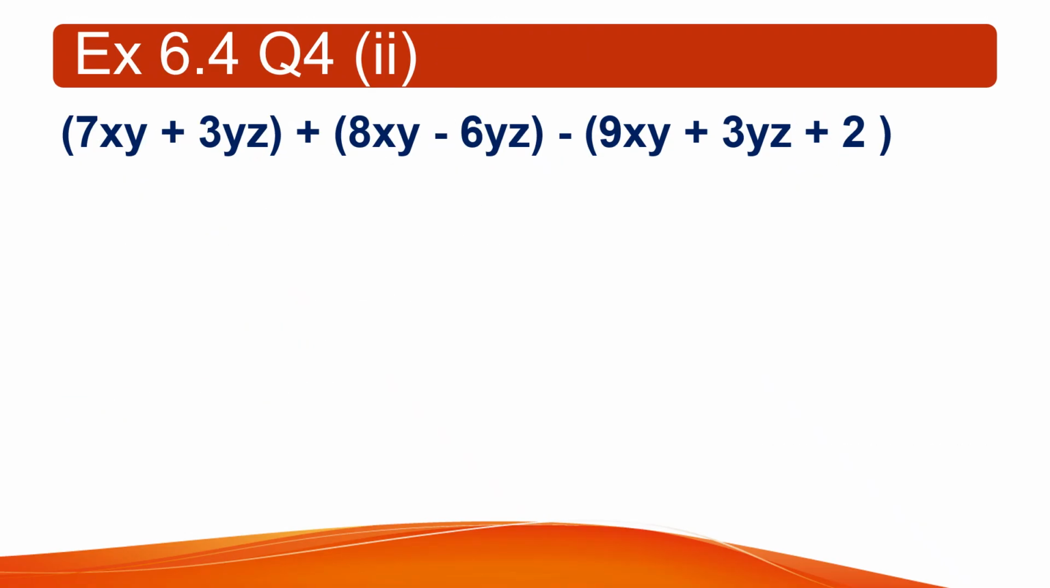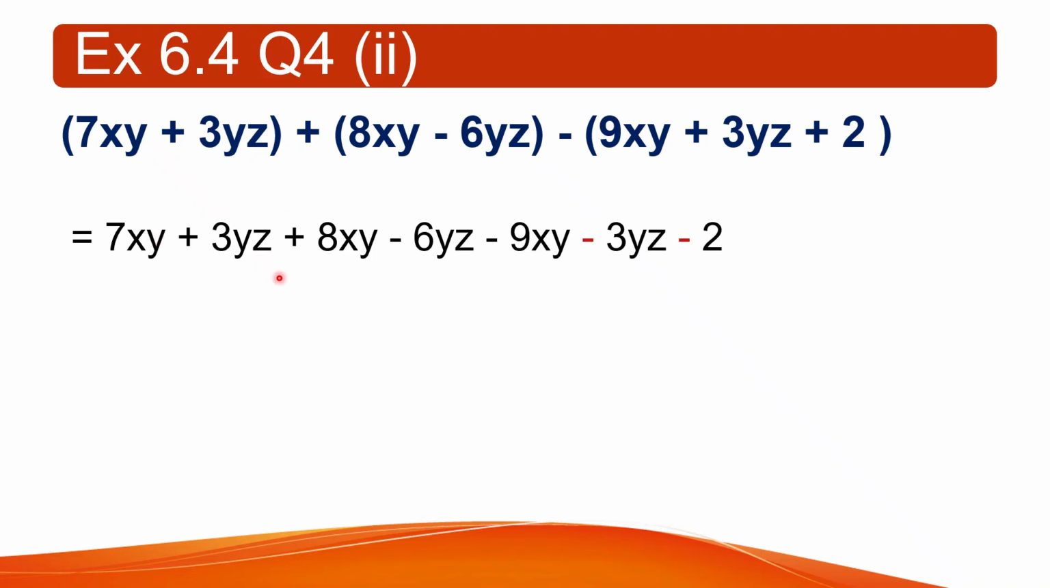Now exercise 6.4, question number 4, part 2. Again we have three algebraic expressions. First is (7xy + 3yz), then plus (8xy - 6yz), then minus (9xy + 3yz + 2). Here again we will not change the sign of the first two expressions because we have a positive sign outside them, but we will change the sign of the last expression because we have a negative sign outside the brackets. So let's open the brackets. 7xy + 3yz, then + 8xy - 6yz, then - 9xy - 3yz - 2. As you can see, I have highlighted the changed signs with this red color.